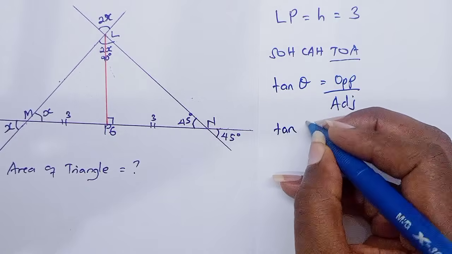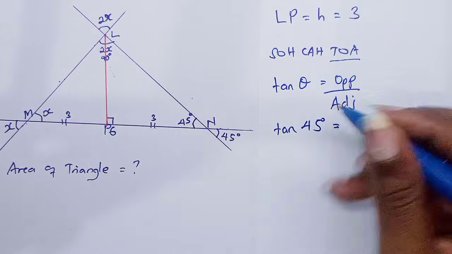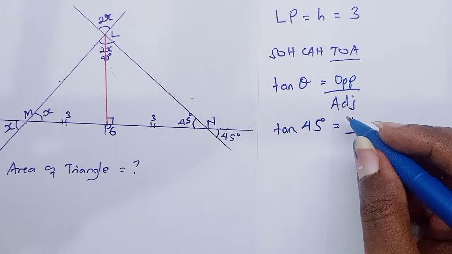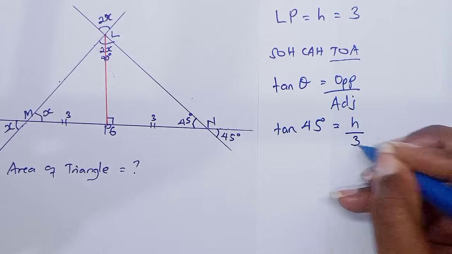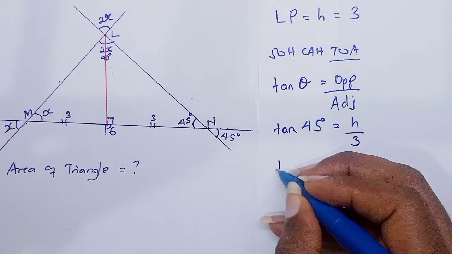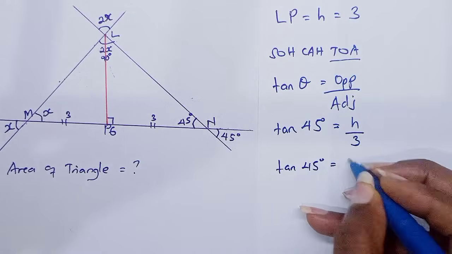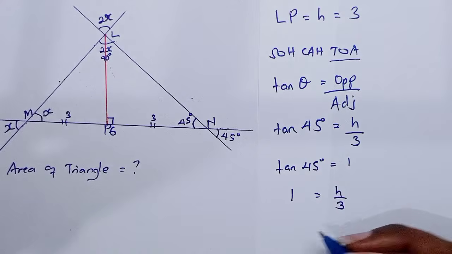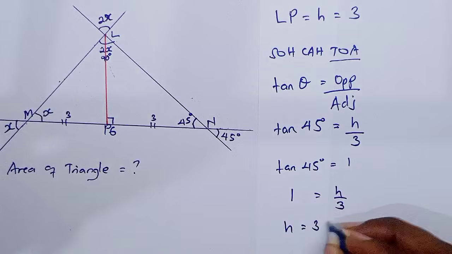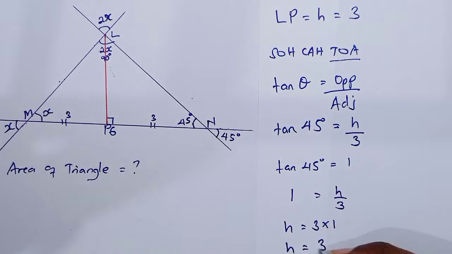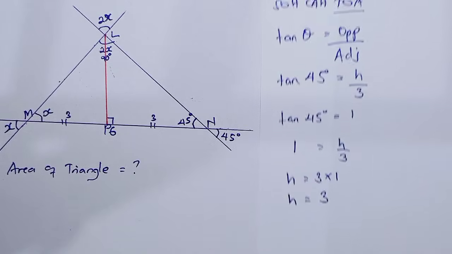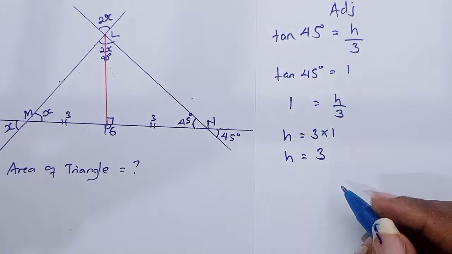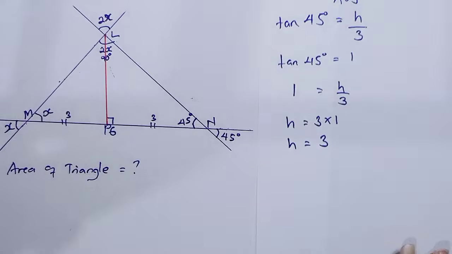So our angle is 45 degrees, tan 45 degrees is equal to the opposite, which is LP, which we are calling the height, over the adjacent, which is PN, which is 3. We know that tan 45 degrees is equal to 1. So 1 is equal to h over 3. So h will be equal to 3 times 1, which is equal to 3. So whichever method you want to use to find h, that's good.